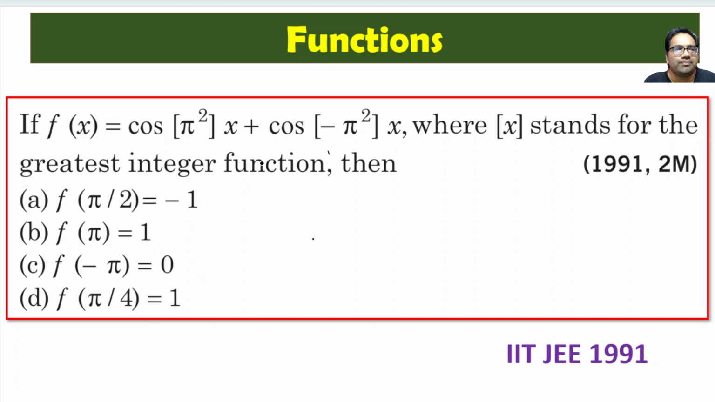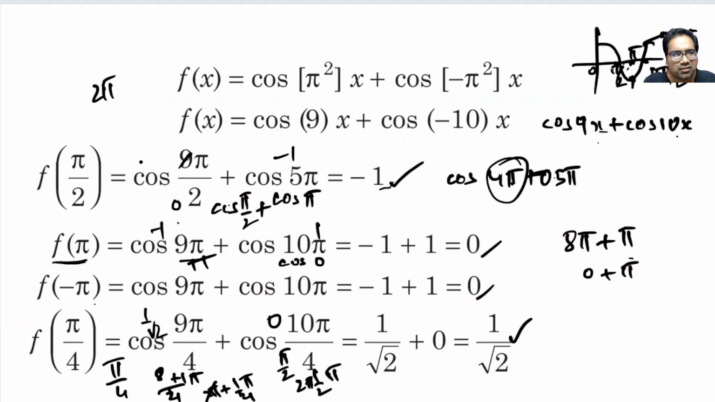Very, very basic problem. You just need to know what the greatest integer function is, how to convert these 4 pi's, 10 pi's into smaller numbers, and be able to calculate cos of n pi or n pi by 2 or n pi by 4. Very simple problem.